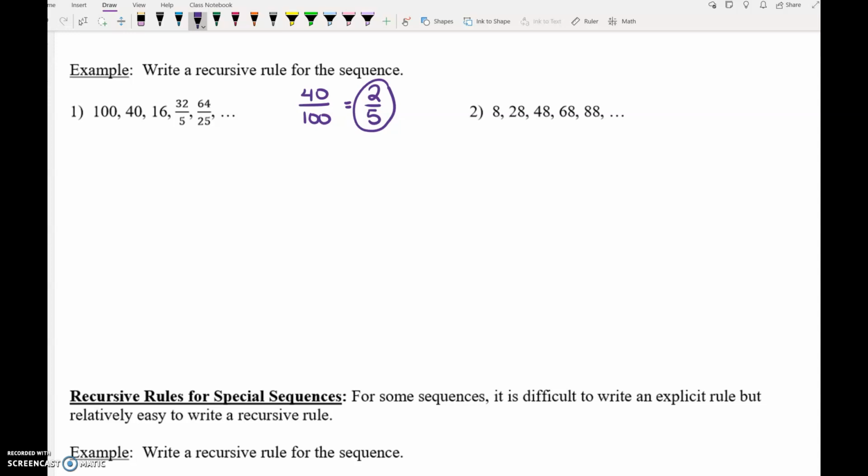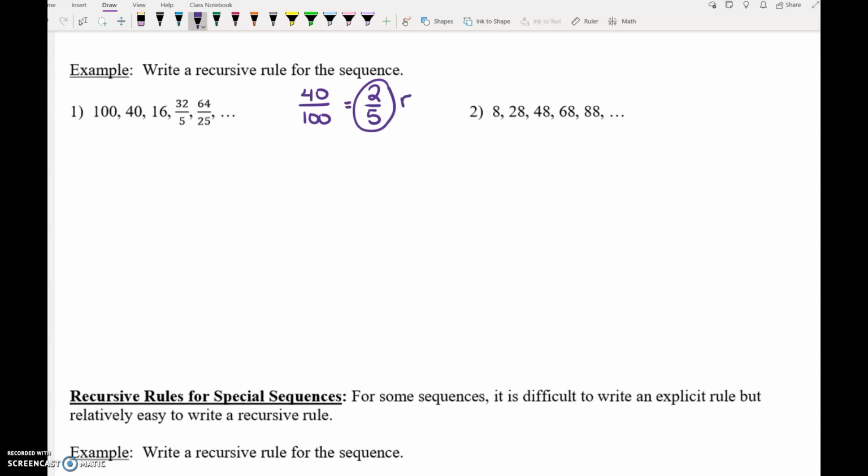So we are multiplying by 2/5, and you can check that. In your calculator, you can do 100 times parentheses 2 divided by 5, and you get 40, times 2/5, 16, and again 6.4, which is 32/5, and so on. So our common ratio is 2/5. We are multiplying by 2/5.